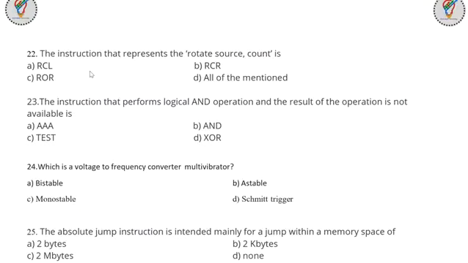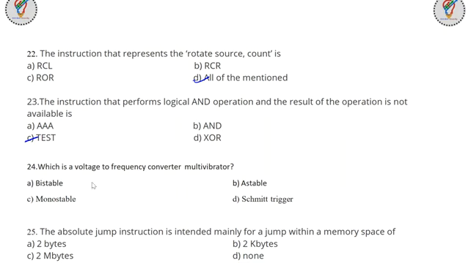The next question is, the instruction that represents rotate source count is. Yes, the answer for this question is D, all of them mentioned here. The rotate source count is a group of 4 instructions containing RCL, RCR, ROL, ROR. Next question. The instruction that performs logical AND operation and the result of the operation is not available is TEST. In the test instruction, the logical AND operation is performed and the result is not stored but the flags are affected.